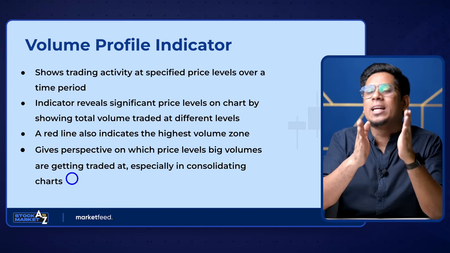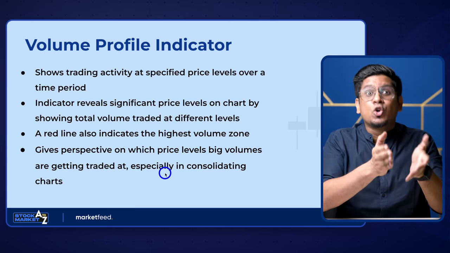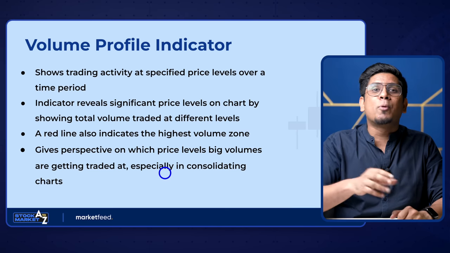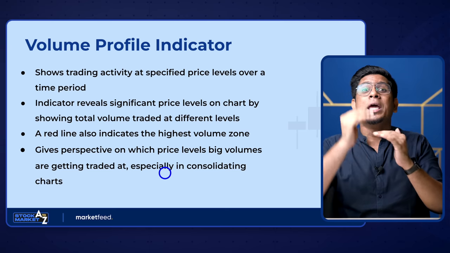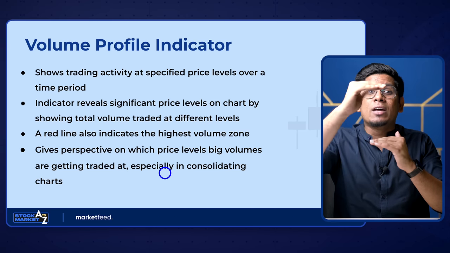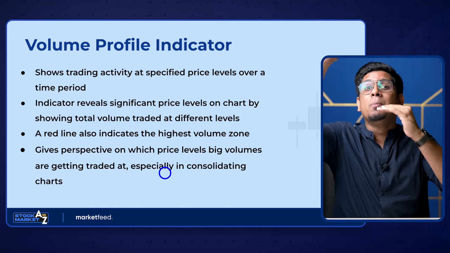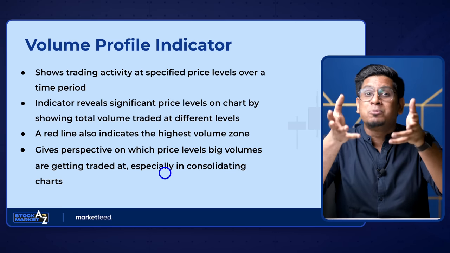Beautiful, right? It actually tells a lot of stories, especially in consolidating charts. Because when a stock is consolidating, it is difficult to find important price levels. At that point of time, you can add the volume profile indicator and you can start understanding important price levels. At which price level is a lot of volume happening? That is an important price level. From there, a possible breakout could happen, or that could act as a resistance, talking about the upside.